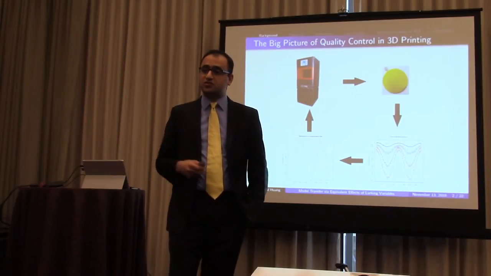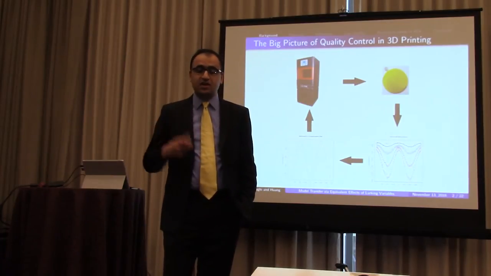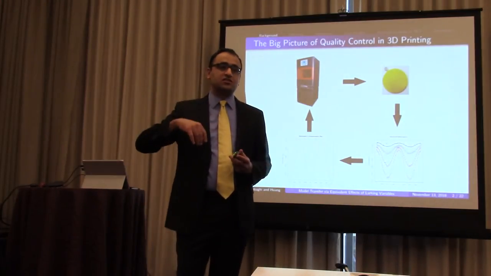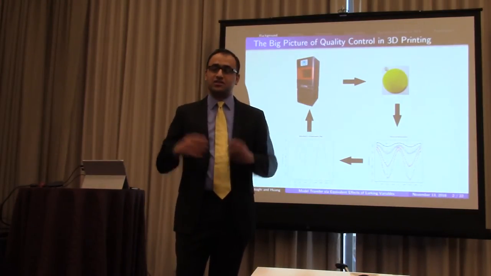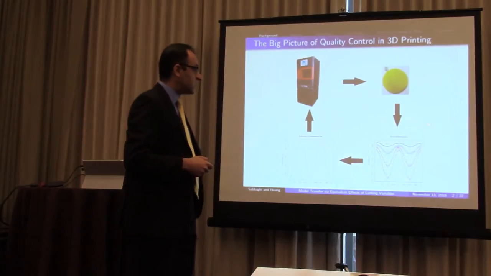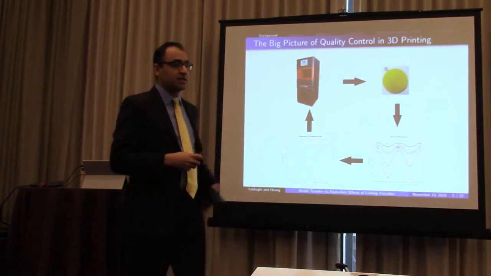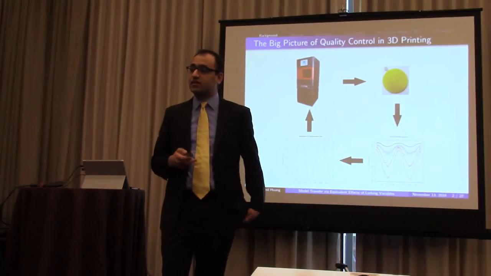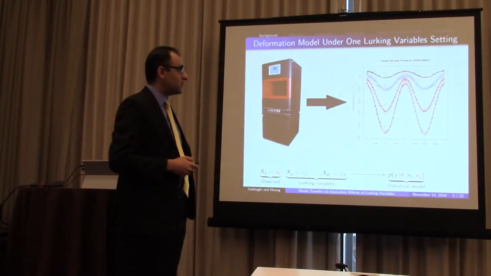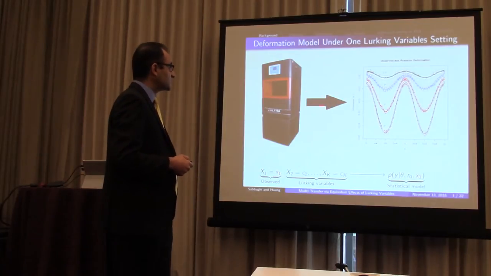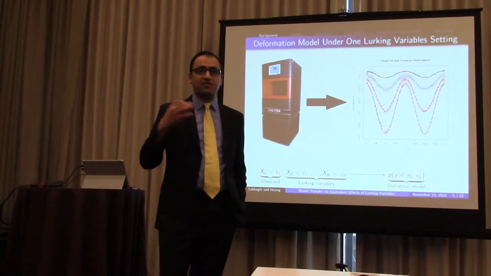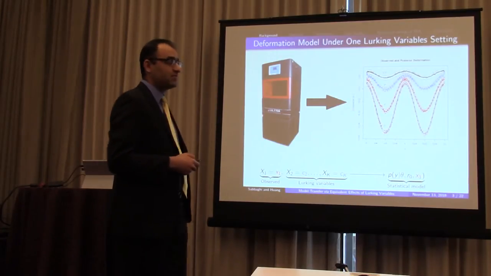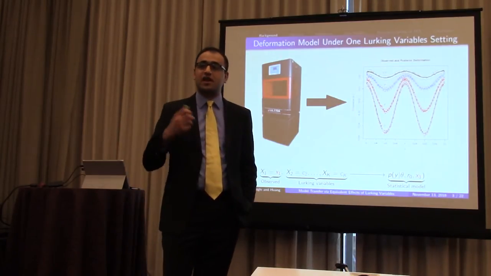However, an important question that was raised during this research is how general are these quality control strategies? If you could develop such a strategy for one setting of the 3D printer, can you hopefully extrapolate it to other types of printers, other types of stereolithography machines? And a problem that we encountered is that lurking variables or unobserved factors that you can't really measure or assess, they're ubiquitous in 3D printing, and they have an impact on shape deformation. You need to account for those.